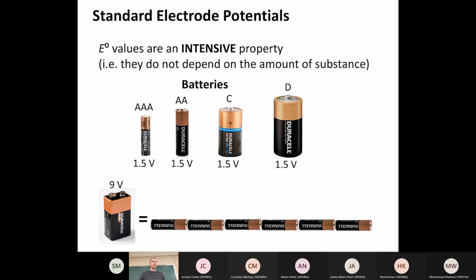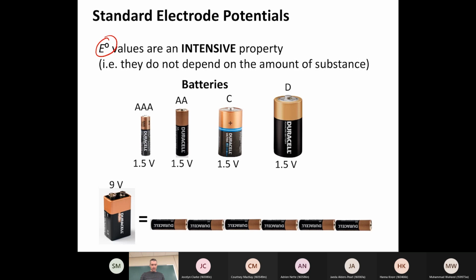Same is true for E0. It doesn't matter how big the battery is. It doesn't matter if you have a little tiny thing that you build or a great big vat of solution on both sides. The voltage of that electrochemical cell will be the exact same. If you change concentrations, it'll change, and we'll look at how that changes. But just in terms of pure bulk, it doesn't matter.